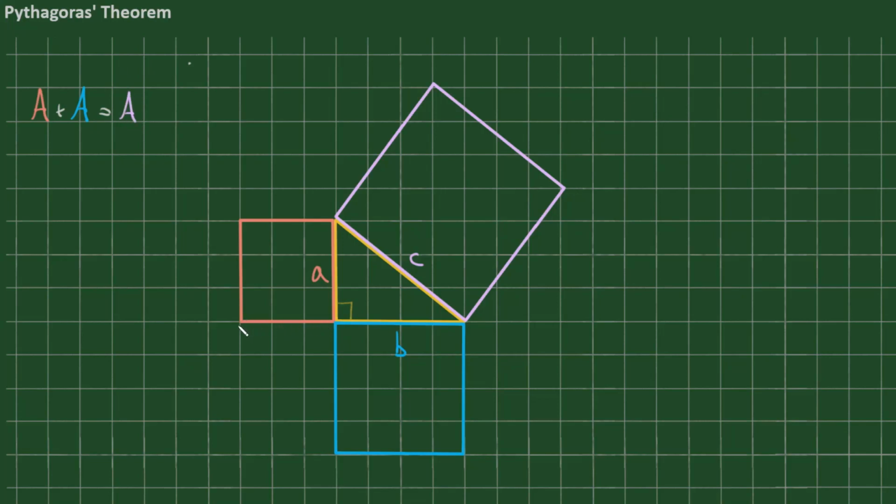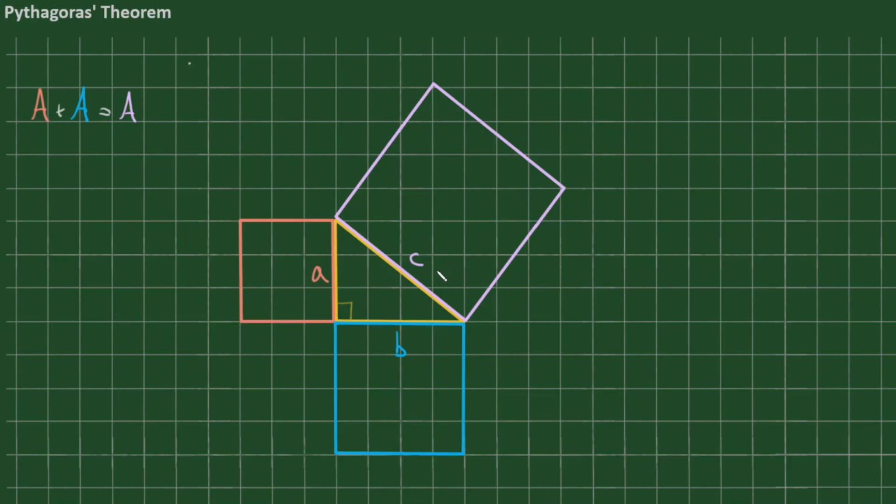Mathematically speaking, what is the area of the red square? Well, the length of its side is A, so the area is A times A, or A squared. What about the blue square? Well, same story. The side length of the blue square is equal to B, so the area of the blue square is B times B, or B squared.